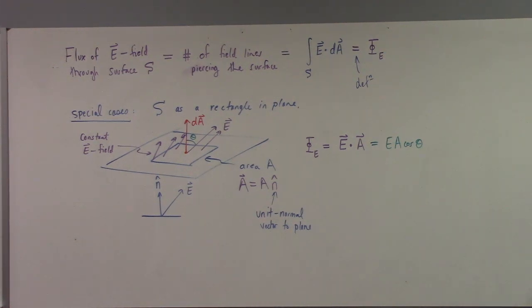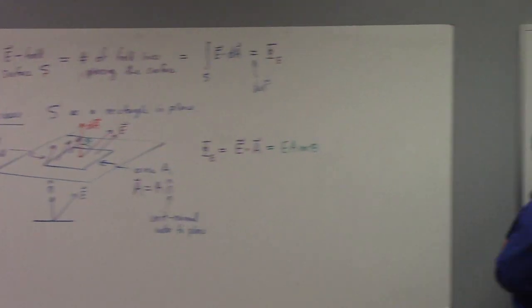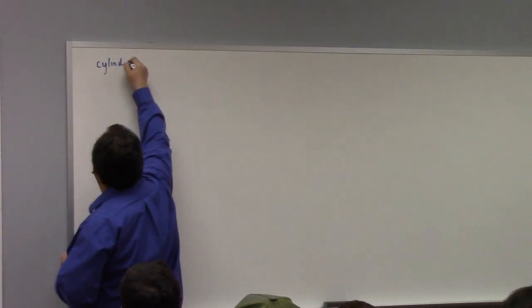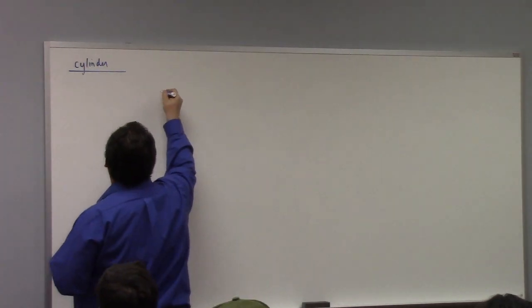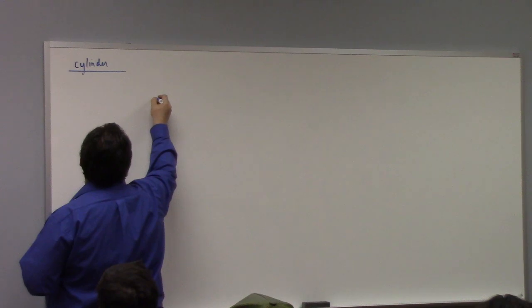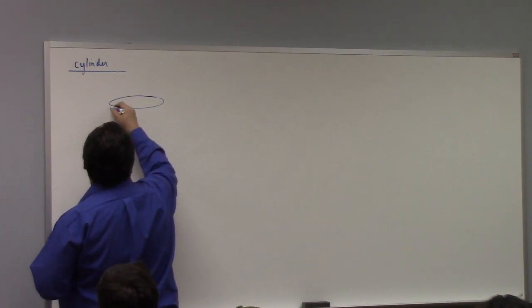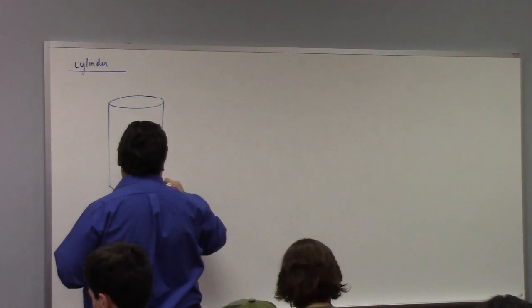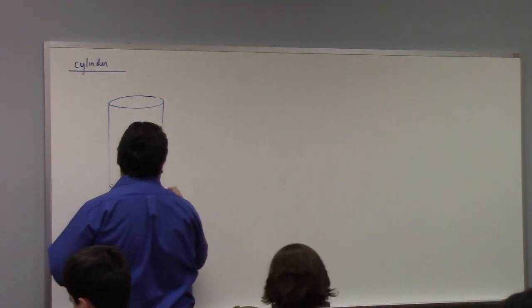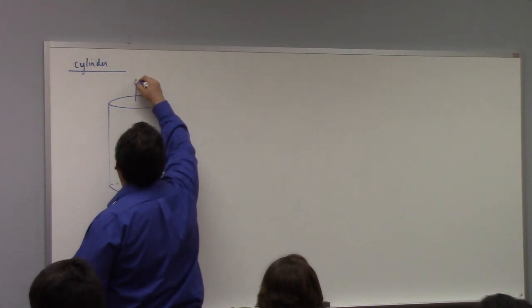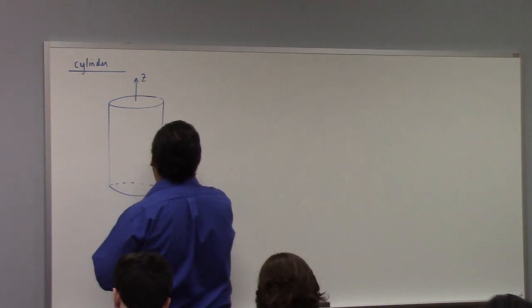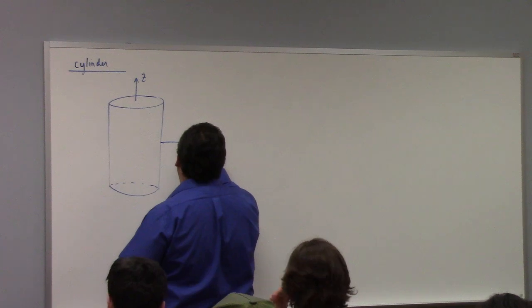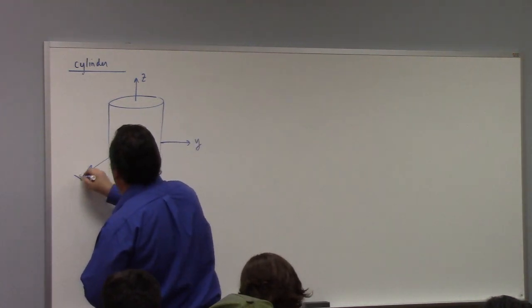All right. Another case, let's talk about a cylinder. So let's see here. We could have a cylinder like this. And let's suppose that this is the z-axis. And here's your y-axis. Here's your x-axis as per usual.